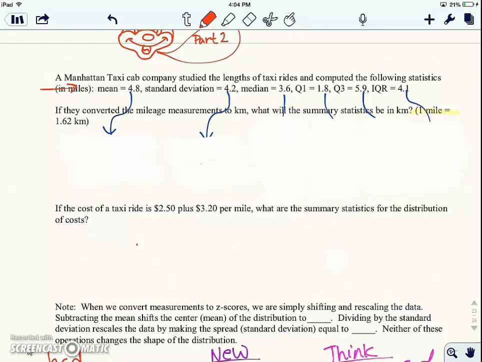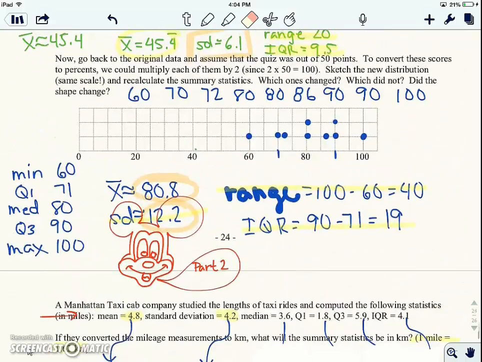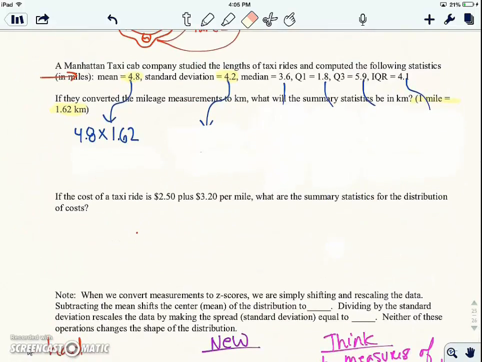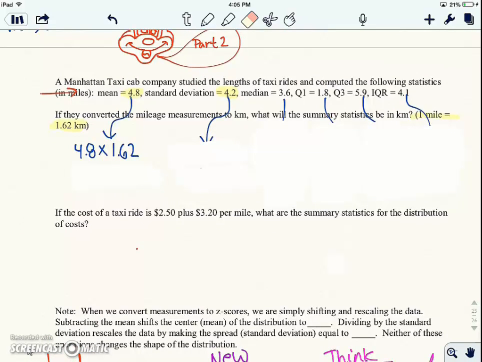This is a reason when you would actually scale data in the real world. And in order to do it, you would take every value and multiply it by 1.62. So to begin with, the mean of 4.8 times 1.62. Because remember, when we were up here, when we multiplied, everything changed: the median, standard deviation, range, and everything. So we're going to multiply all of it by 1.62, and here we get 7.78 kilometers.